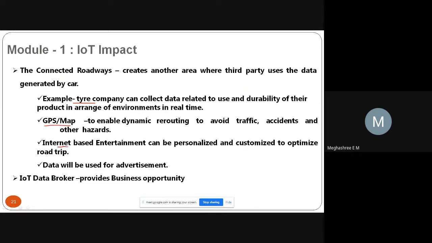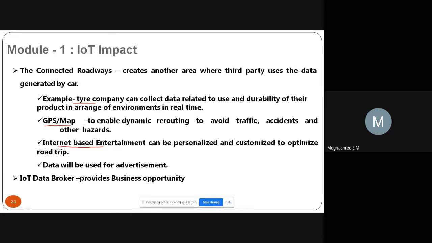And also if you are able to access the internet, say you may ask your car to find the nearby restaurant, or you may ask your car to play your favorite music, right? It can happen because your car is connected to the internet, right? So all this data will be generated from your car. So this collected data will be placed on the cloud, right?